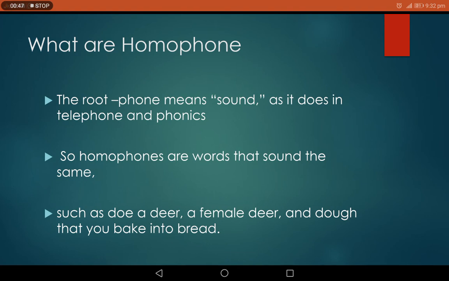such as doe, a deer, a female deer, and dough that you bake into bread. D-O-E, doe, and D-O-U-G-H, dough, sound the same, but they are spelled differently and they have different meanings. So this is the basic meaning of homophone, that has the same pronunciation.